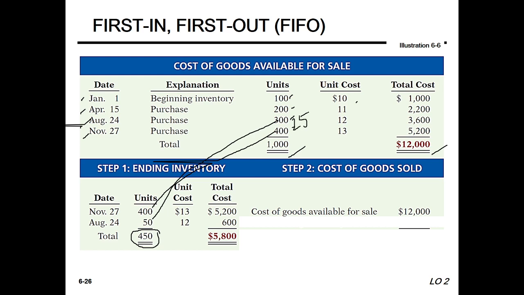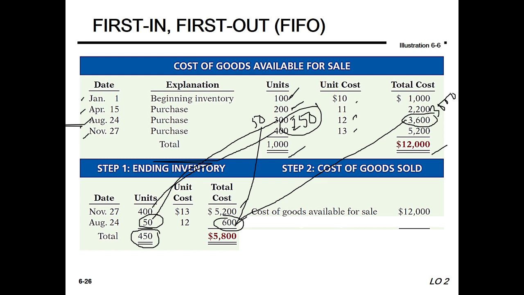This is already sold, the 200 sold and 100 sold. The prices are 12 taka and 13 taka. At 13 taka it is 5,200 taka, and 12 only 600. The 3,600 less this 600 for 50 units, so the price of 250 units will be 3,000 taka. So the cost of goods sold is 1,000, 2,200, and 3,000. The total would be 6,200. This is our cost of goods sold.